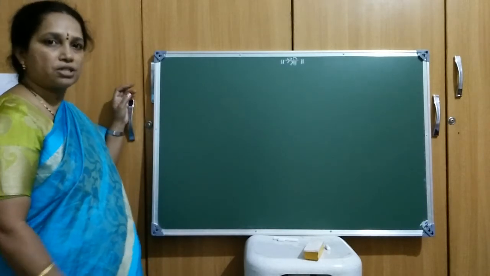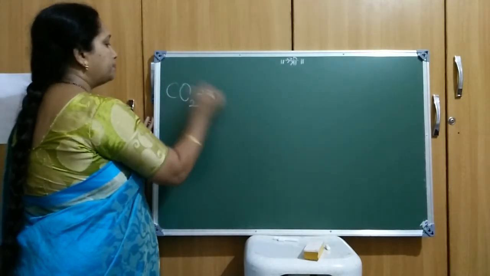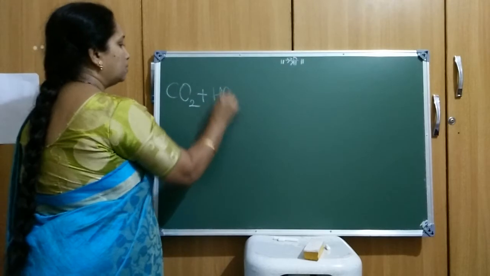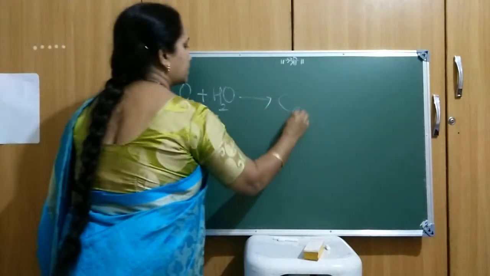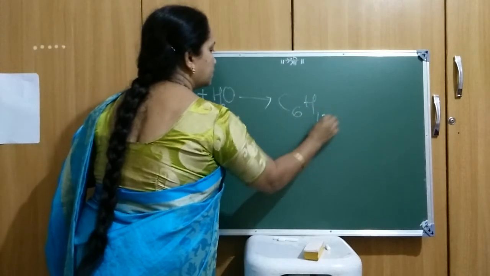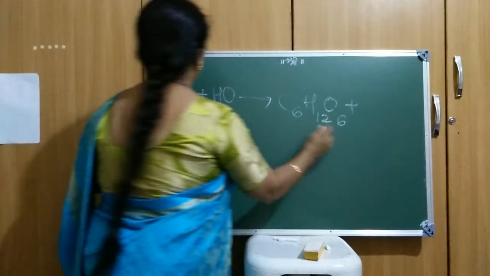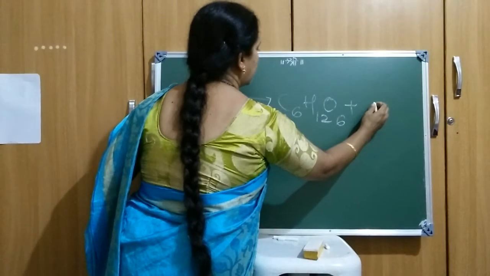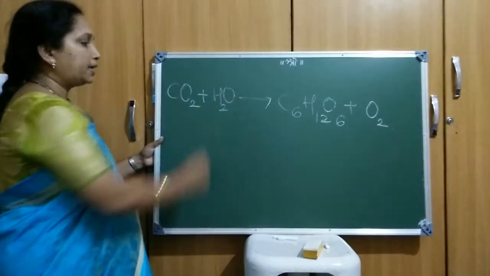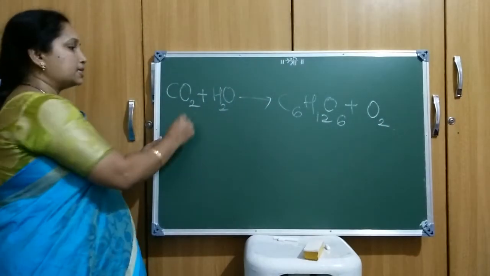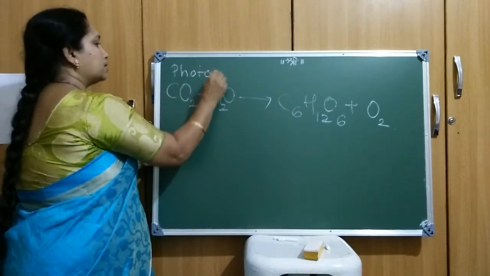I'll write down the equations now. CO2, carbon dioxide, and water is going to give you C6H12O6, that is the food, and oxygen is released out. Can you identify this reaction? It is nothing but the reaction for photosynthesis.